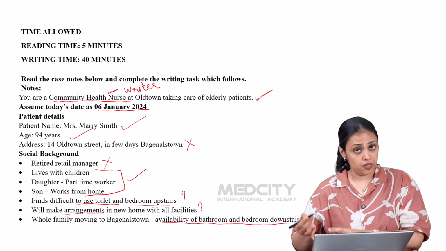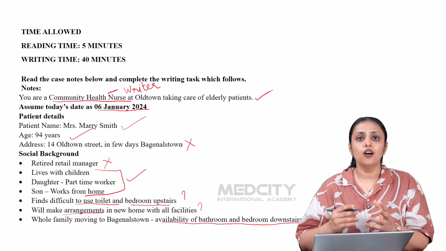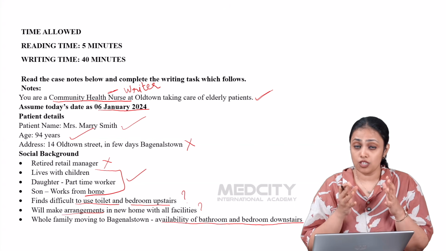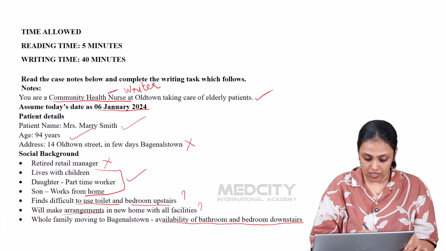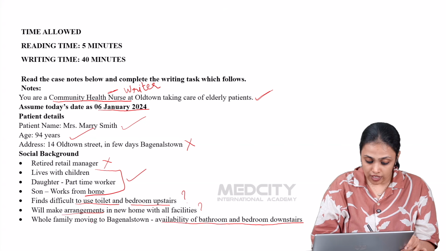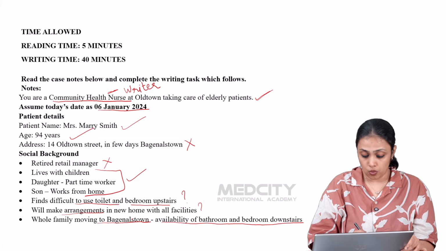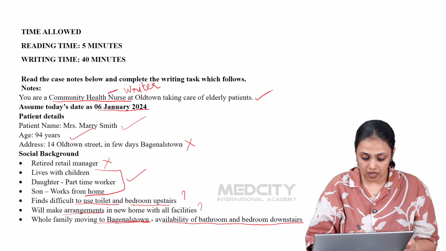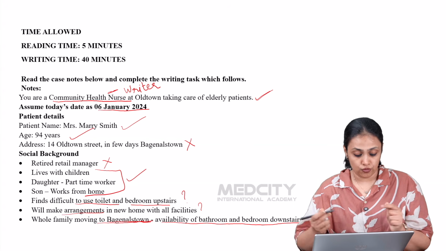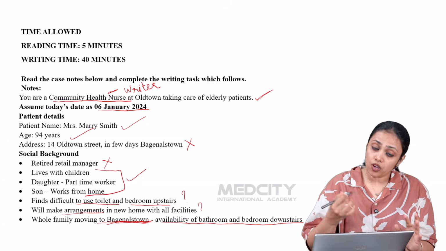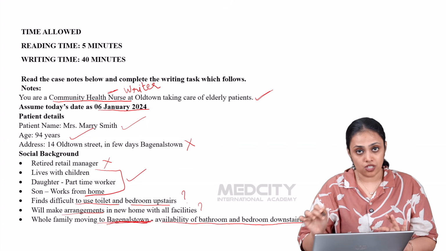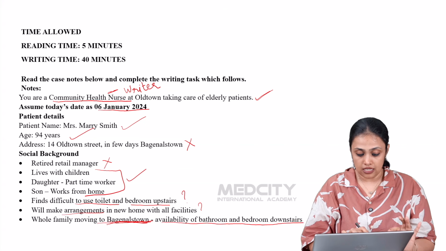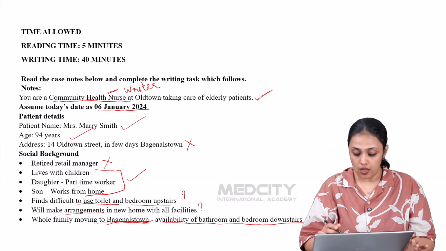When the patient is being moved to a new community, of course we are making the reason for relocation clear to them. Maybe we don't know this is the sole reason, but they have mentioned it clearly that the whole family is moving to Bagnall's town. This was the community where we saw the reader's address matched. So this is the place where the patient is about to be moved. We can tell the reader that the patient is being moved to that new community into a home where bedroom and toilet facilities downstairs will be available.